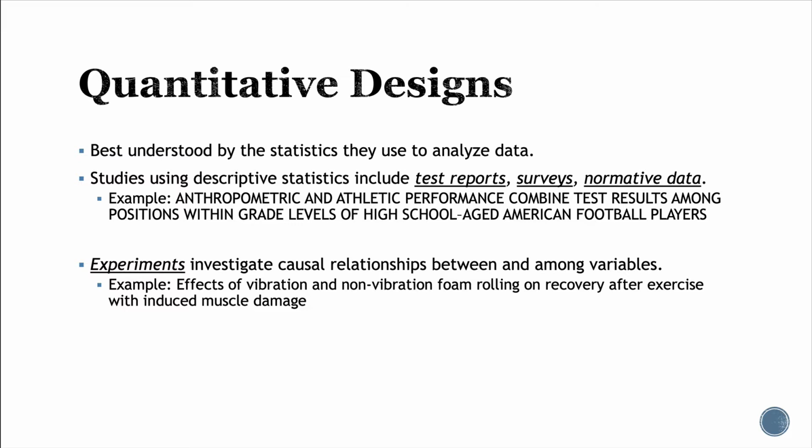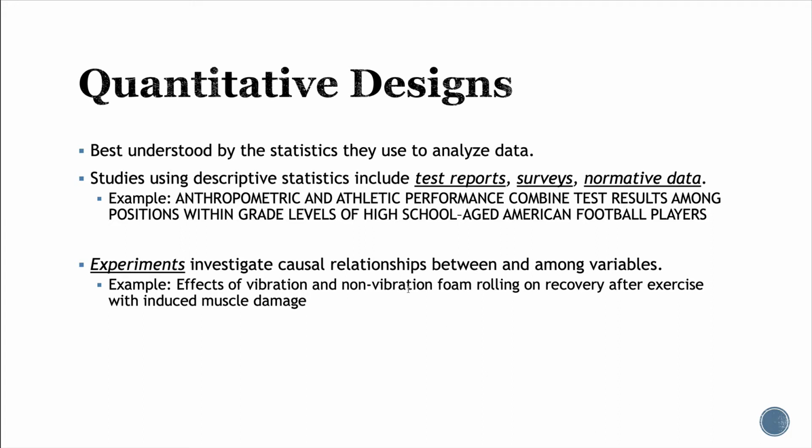A study that I'll share with you later, called Anthropometric and Athletic Performance, Combined Test Results Among Positions Within Grade Levels of High School-Aged American Football Players, is a great example of a study that gives us descriptive statistics about a group. What it does is it gives us the norms for high school football players by position and tells us, again, average scores and so on. Really useful for us if I'm working with or training a high school football player because it tells me, hey, where is the average high school football player in terms of their 40-yard dash, their vertical jump, and it allows me to compare my client to those norms and see where he or she fits.